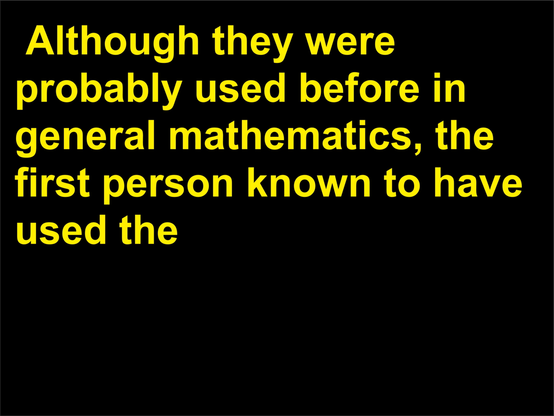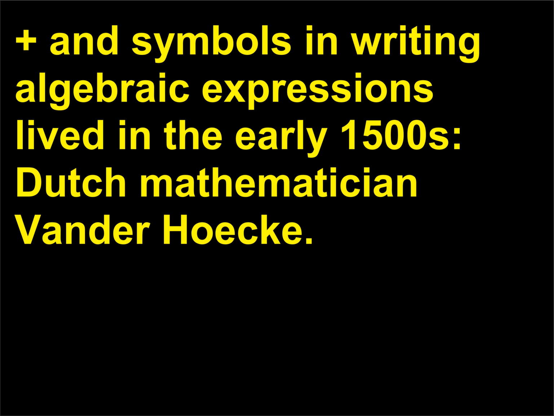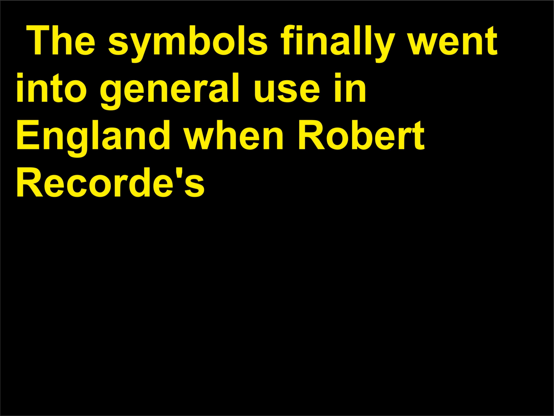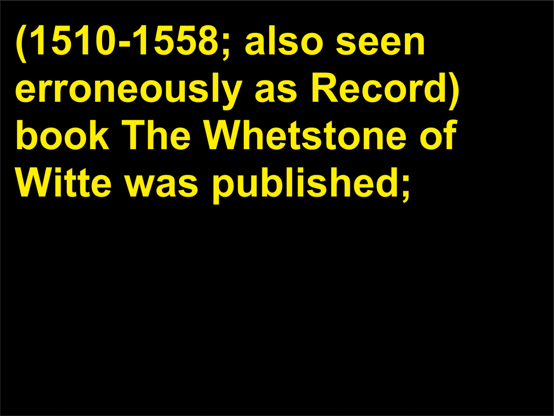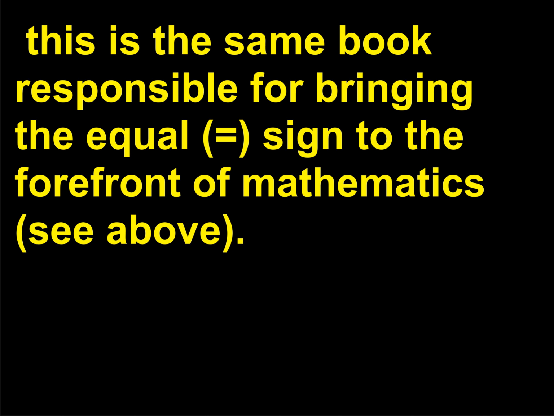Although they were probably used before in general mathematics, the first person known to have used the plus and minus symbols in writing algebraic expressions lived in the early 1500s, Dutch mathematician van der Hoecke. The symbols finally went into general use in England when Robert Recorde's, 1510 to 1558, also seen erroneously as Record, book The Whetstone of Witte was published. This is the same book responsible for bringing the equal sign to the forefront of mathematics, see above.